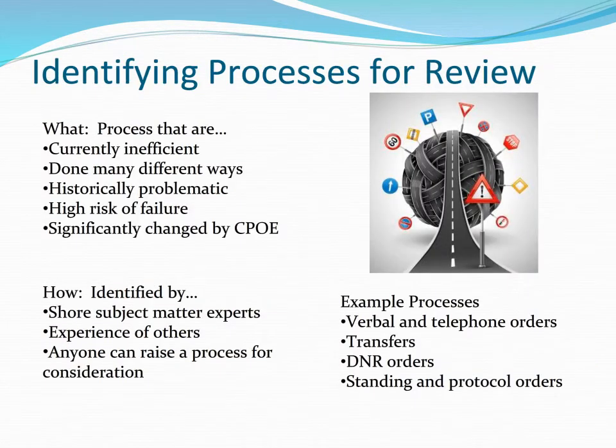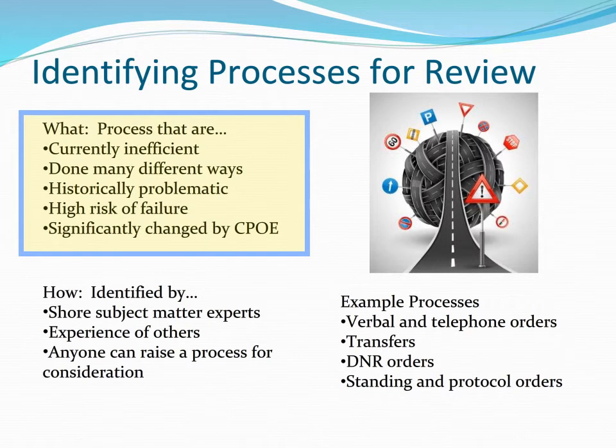So how will we go about identifying processes that merit this level of attention and potential redesign? First, we'll look at processes that are currently inefficient, where there's a lot of variation and different ways of doing the same task. Processes that have been historically problematic in the organization, processes where there's a high risk of failure or very important consequences if the process fails, and any processes that will be significantly changed by CPOE.